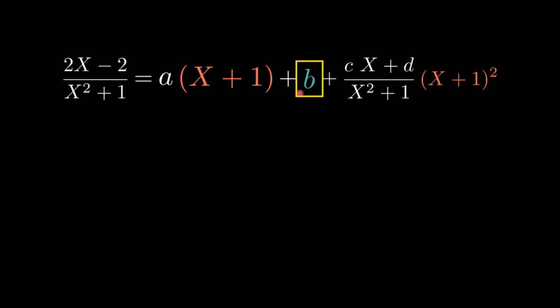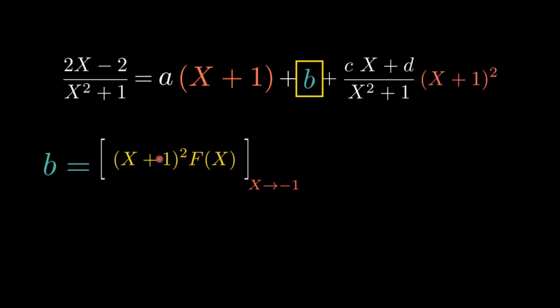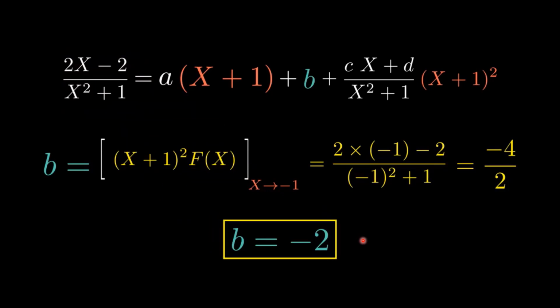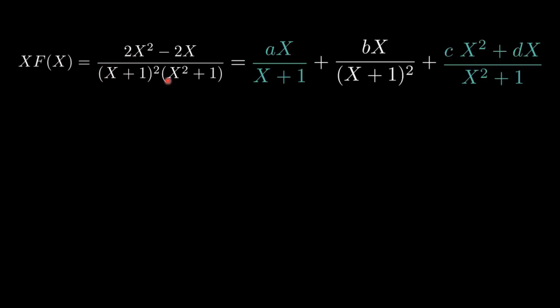So b is equal to this fraction, which is x plus 1 squared times f of x when x approaches negative 1, so equals 2 times minus 1 minus 2 over minus 1 squared plus 1, which is minus 4 over 2, so b equals negative 2.